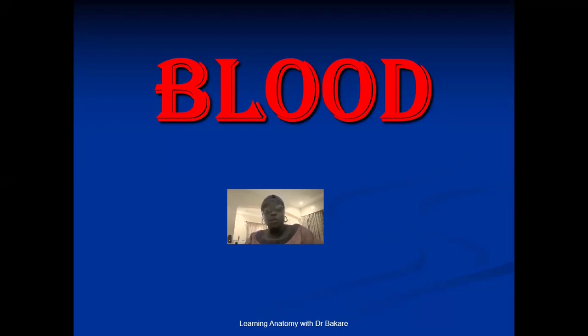In this lecture, we would be looking at blood. Here, we'll be looking at the different structural components of blood, and this is where we'll be highlighting the cellular component and also the extracellular component. We'll also be giving some details that you should know as students of anatomy.